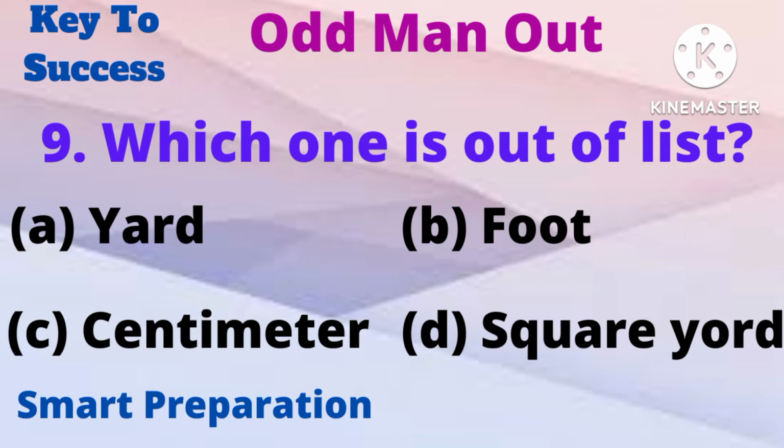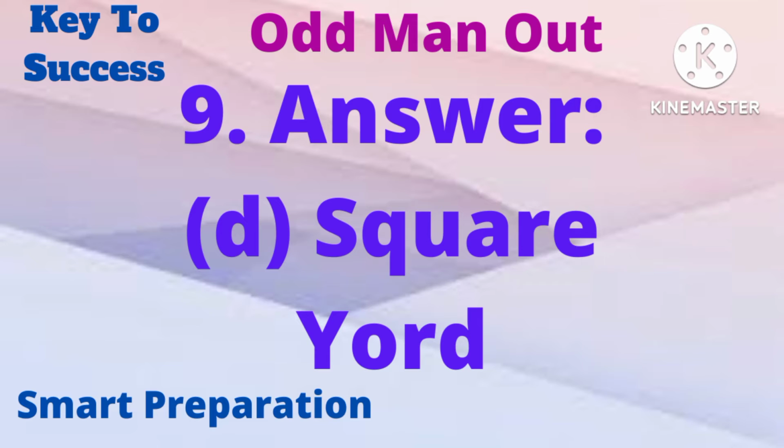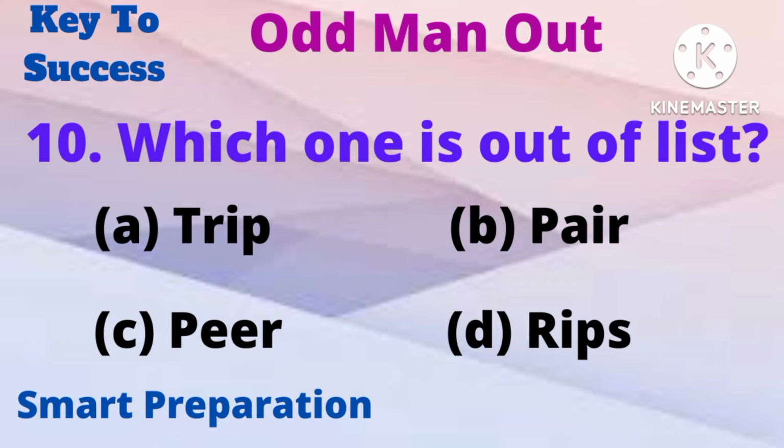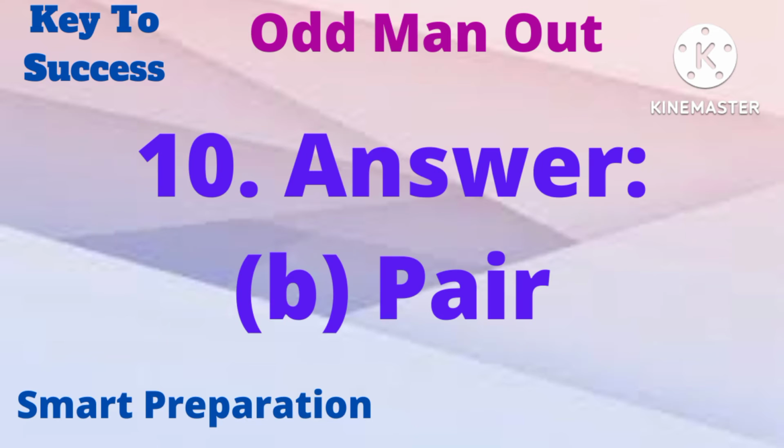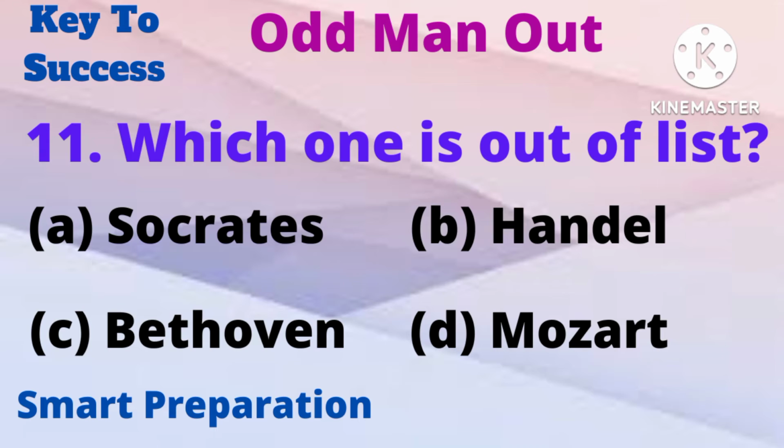Which one is out of list? A foot, B yard, C centimeter, D square yard. Which one is out of list? A trip, B pair, C pair, D rips. Which one is out of list? A Socrates, B Handel, C Beethoven, D Mozart.